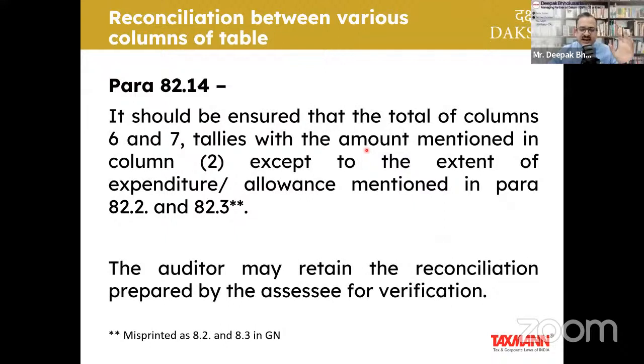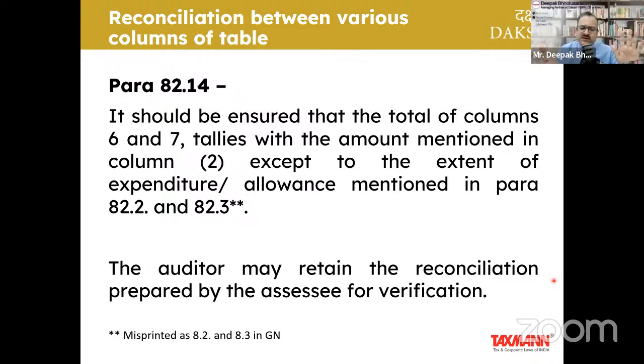Now, initially I told you that the guidance note only talks about column number 3 to column number 7. It doesn't talk about column number 2. Now, there is an interesting twist here. If you read para number 82.14 of our Institute's guidance note, it says that it should be ensured that the total of column number 6 to 7, right?